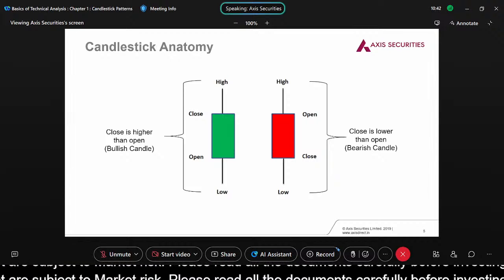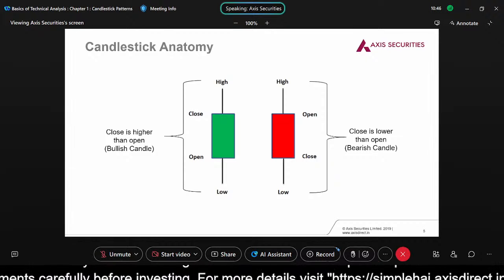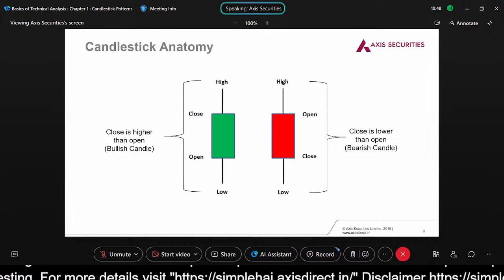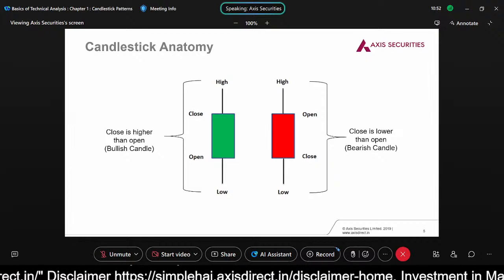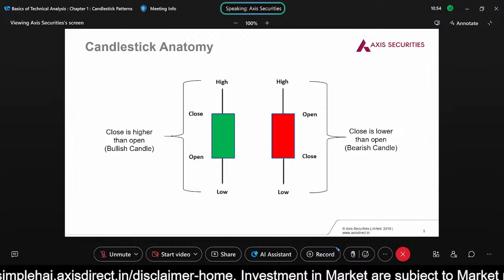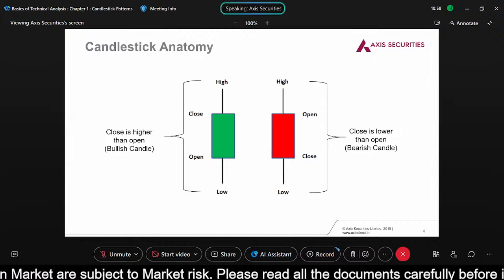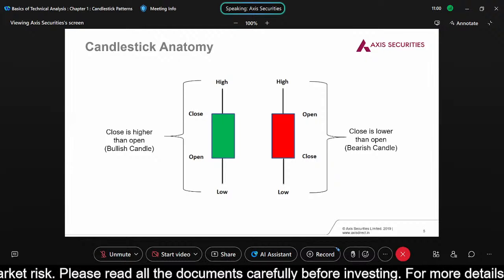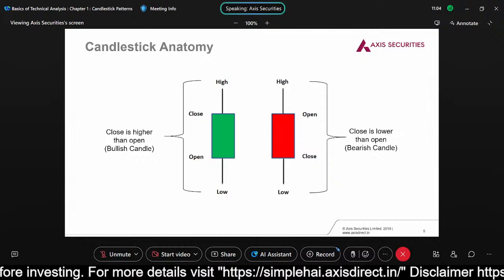So bullish and bearish candles. Bullish candles are the ones wherein the close is higher than the open, irrespective of the wicks. I'm not looking at the wicks, I'm just looking at the close and the open. Bullish candle where the close is higher than the open, and bearish candles vice versa, where the close is lower than the open. Right? So bullish, higher close, bearish, lower close.